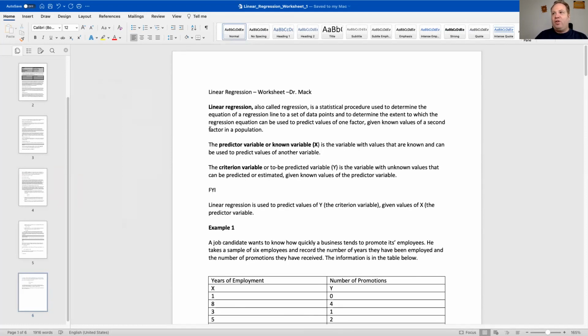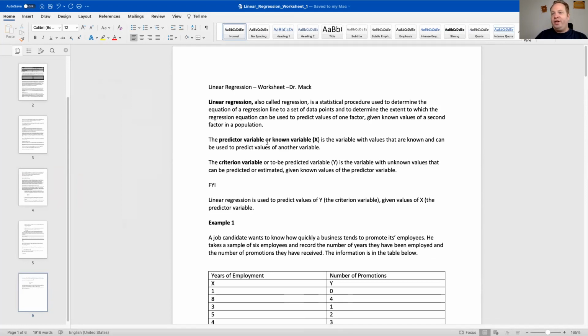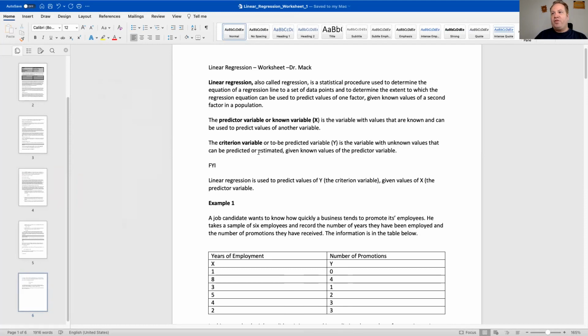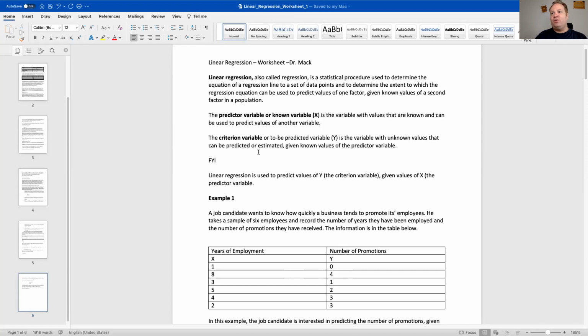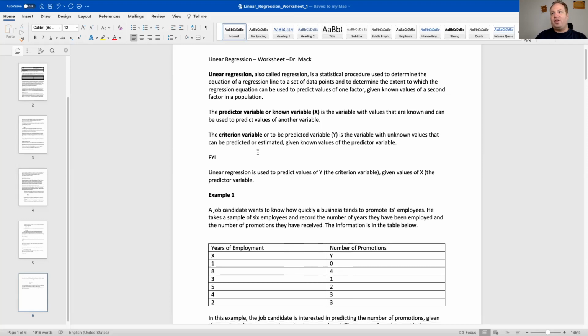All right, first of all, linear regression, also called regression, is a statistical procedure used to determine the equation of a regression line to a set of data points and to determine the extent to which the regression equation can be used to predict values of one factor given known values of a second factor in a population. The predictor variable, or known variable X, is the variable with the values that are known and can be used to predict values of another variable.